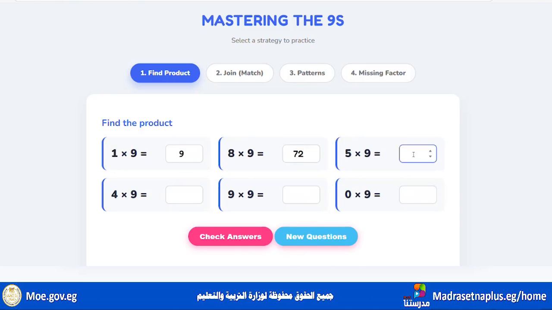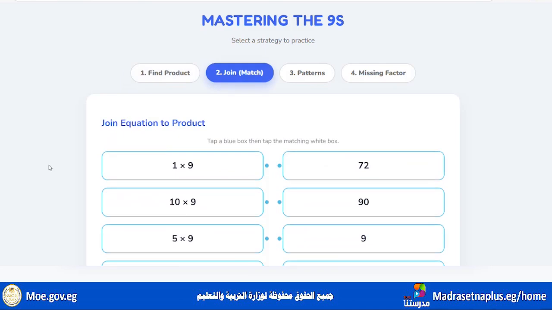Finger number 5 is bent, that means 45. Finger number 4 is bent, that means 36. Finger number 9 is bent, it will be 81. Here, 0 times the number we got it before, 0 times any number equals 0. Check. Yes. Another exercise, join.